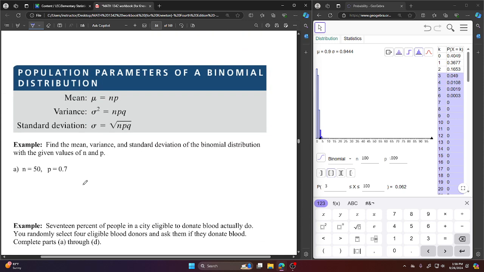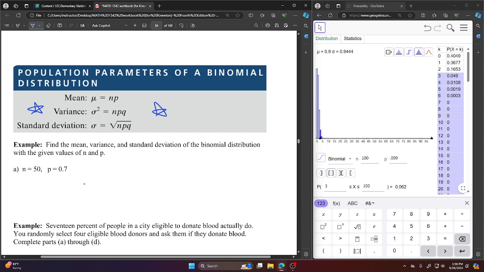Let's keep going. So, population parameters. Now, we got all these cool things. We got the mean, variance, standard deviation. These are actually the formulas that we will have to use. I know that GeoGebra gives us a whole lot of stuff, but I gotta say, these are very simple. All we're gonna do is multiply some numbers, and that's it. Very straightforward. So let's do this.